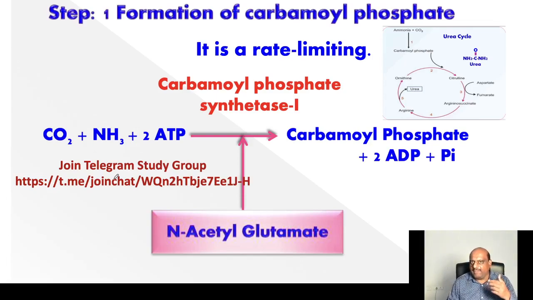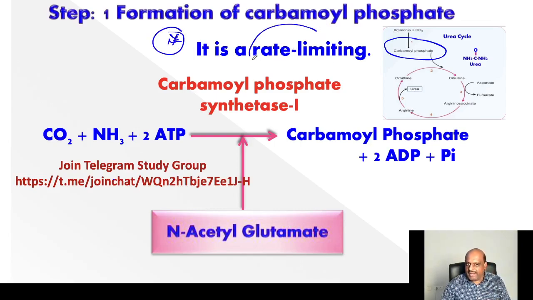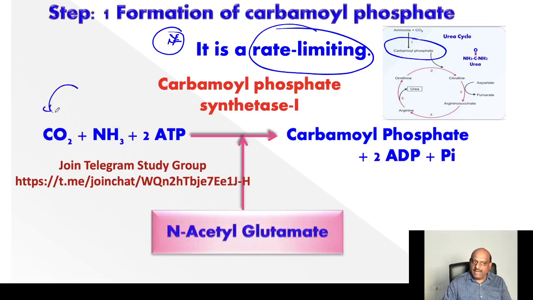Now if you look at the first step, what is the first step? It is the formation of carbamoyl phosphate. And remember the frequently asked question: it is the rate limiting step. So carbon dioxide plus ammonia plus 2 ATPs. 2 ATPs are consumed, please remember.